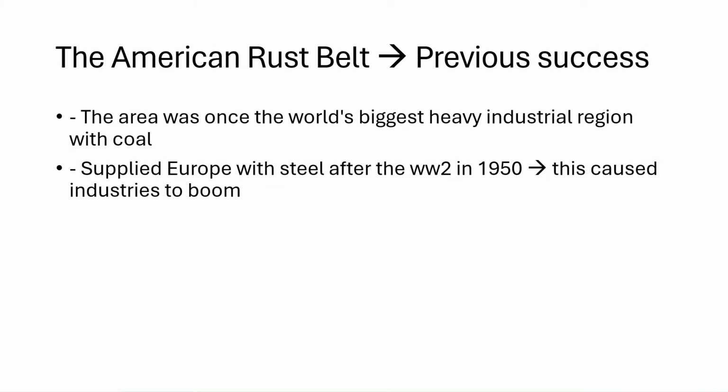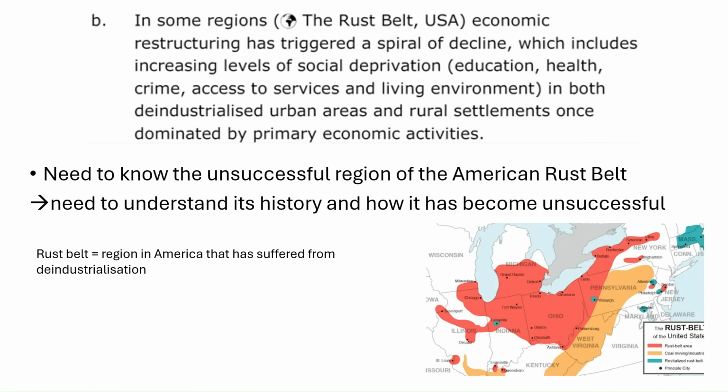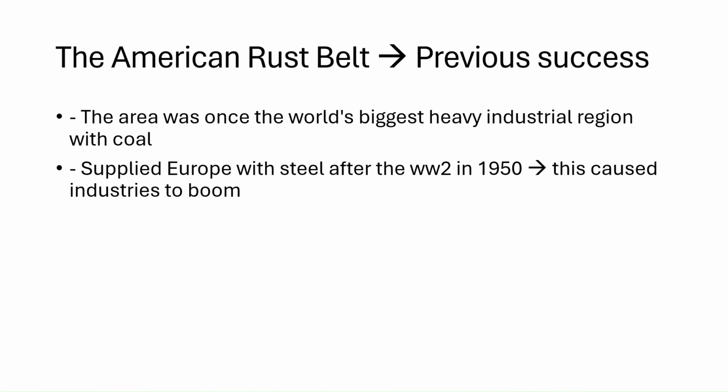So just some background history on the American Rust Belt. It's an area within the Midwest of the USA, to the north of the south of the USA. And yeah, it's become deindustrialized. It was once the world's biggest heavy industrial region with coal, and it supplied Europe with steel after World War II in the 50s for rebuilding and stuff like that. And this caused industries to boom. And obviously, since the industrial shift of manufacturing and steel production to Asia, it's really meant that a lot of jobs have been lost, and as a result, it's causing deindustrialization.